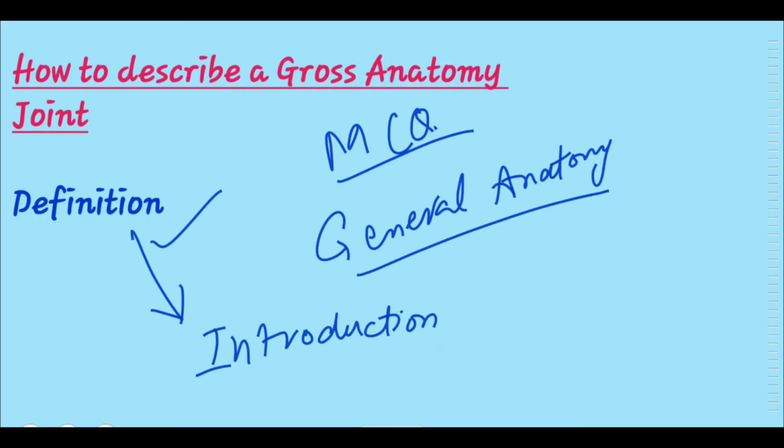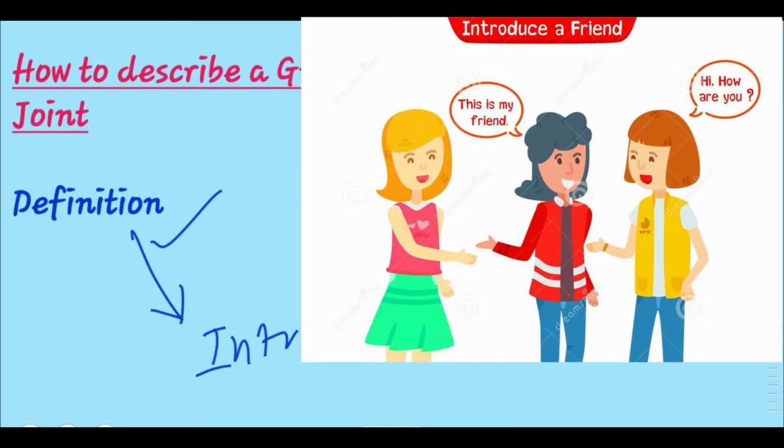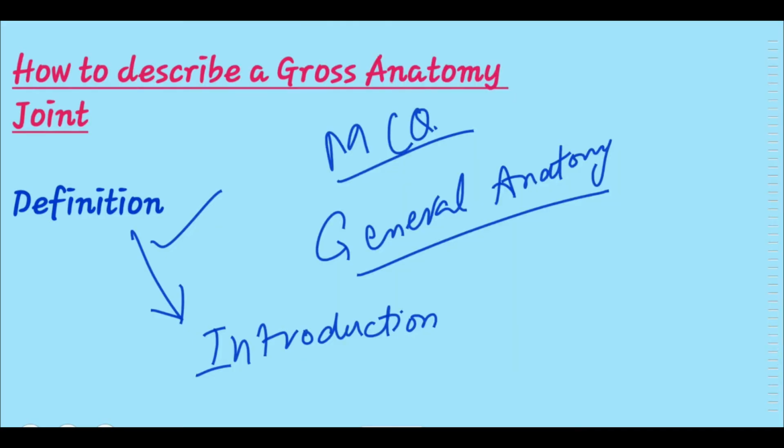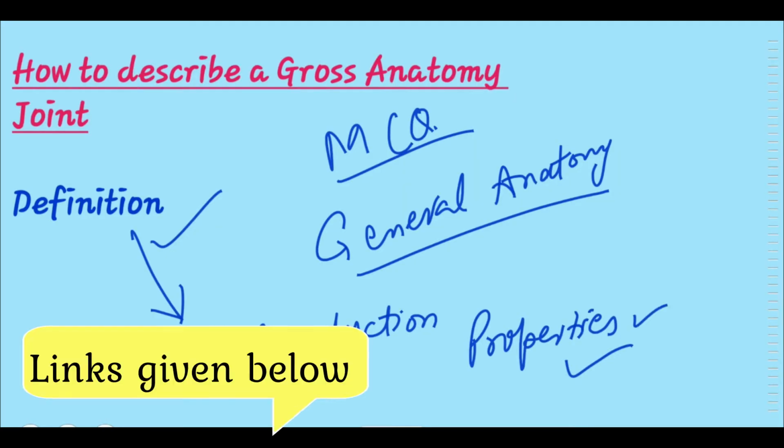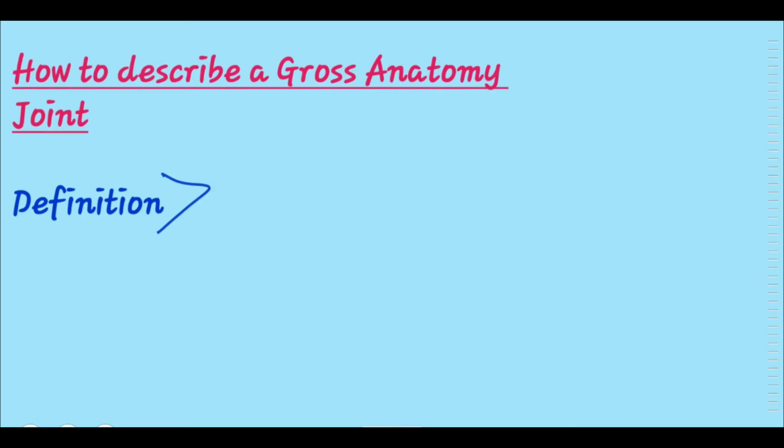Think about what will come into your mind when you are asked about introducing an object or a subject. You will talk about the characteristics, you will talk about the properties. And about the properties of the joints, I have described in detail in my general anatomy joints lecture. Our general anatomy classifies the joint into different categories. We have to decide about the morphological category. What is the morphological category of the joint being asked?